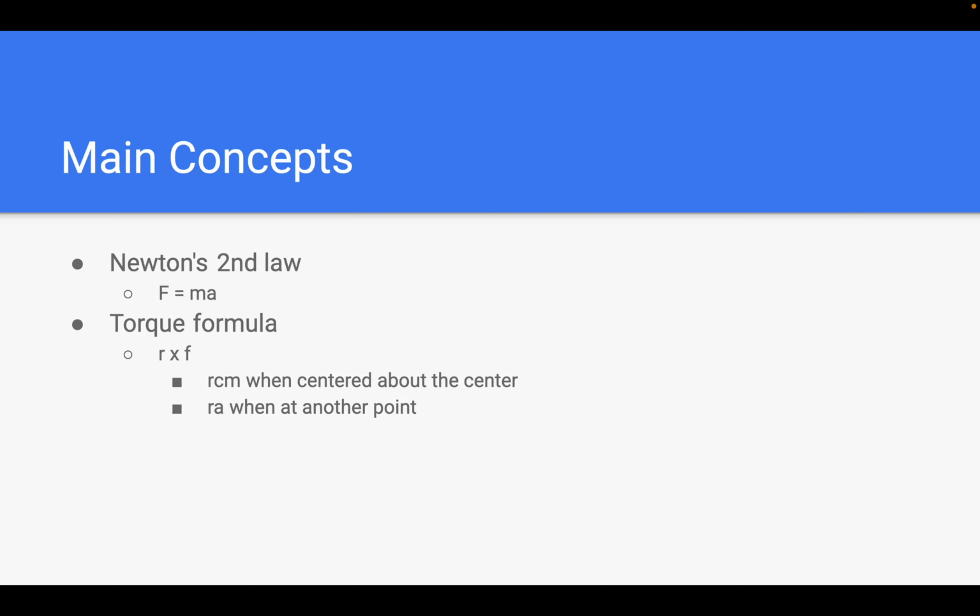Alright, so Newton's second law basically states F is equal to mass times acceleration, which relates to torques because we need to use the force that is applied on the system to find the actual torque. And the torque formula is basically r, the cross product of the distance of where the torque is to the pivot point and the force that is applied. And it's the distance from the center when it's centered around the center, and then r of A when it's at another point. Also, you can do the magnitude of r times the magnitude of force times sine of theta when it's a 90-degree angle.